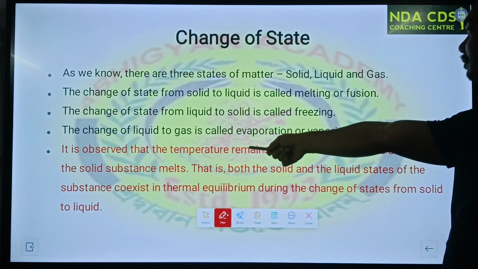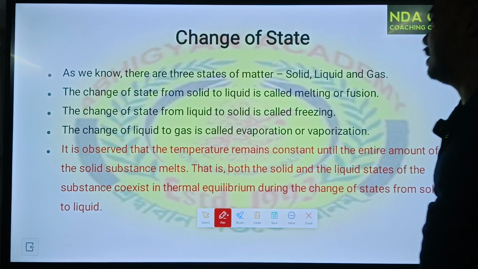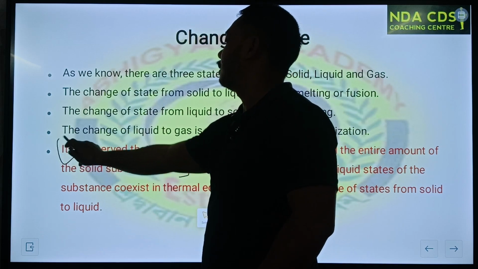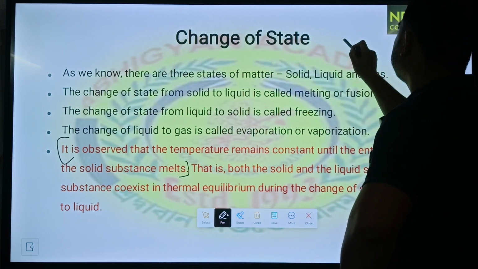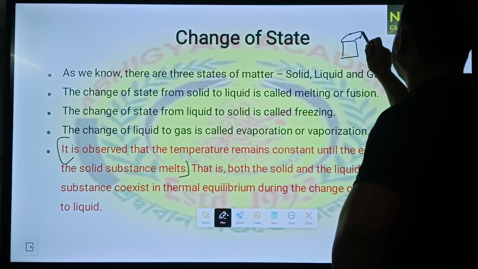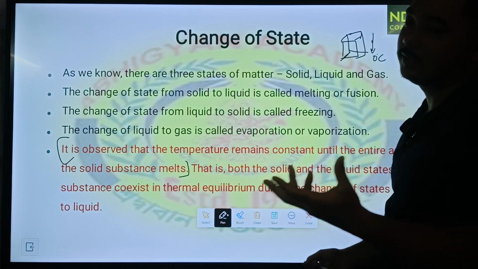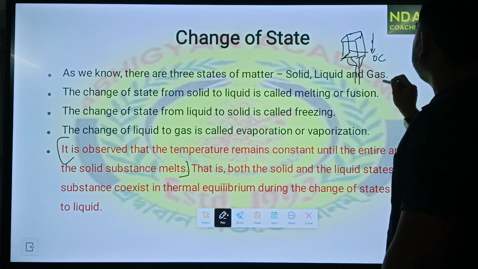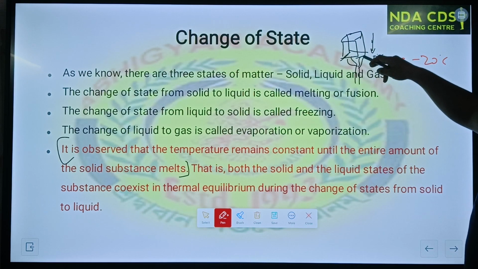Fine, we know these things. Now, read this one. It is observed that the temperature remains constant until the entire amount of solid substance melts. Okay, what do you mean by this? Just this line. Ice. You have ice. Ice temperature is below 0 degrees Celsius. That's why you are getting it in solid form. Now you are giving some heat to it. Say this ice was at minus 20 degrees Celsius. Now you are giving heat. As you are giving heat, the temperature is rising.